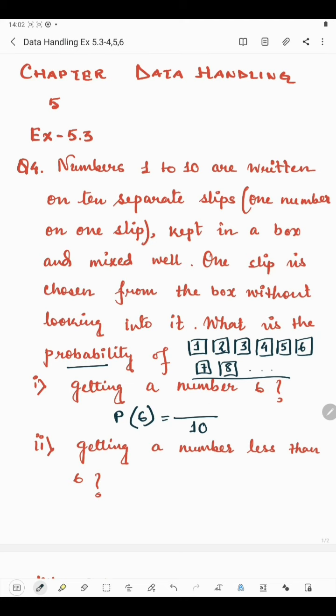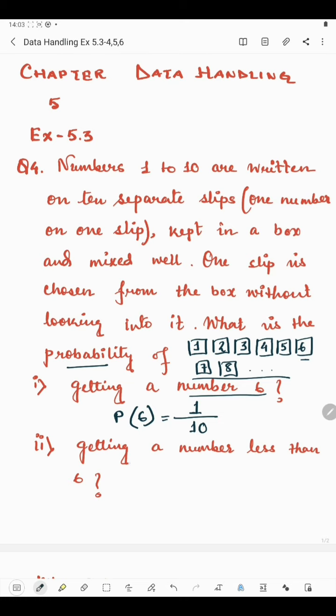Favorable outcome means the number which we are finding. Here we are finding the number 6. Now as 6 is mentioned only on one slip, how many times will it appear? Since it is mentioned only on one slip, the chance of getting 6 is 1. So the probability of getting a number 6 will be 1 by 10. 1 is called the favorable outcome and 10 is the total possible outcome. Okay. Now coming to the next part.